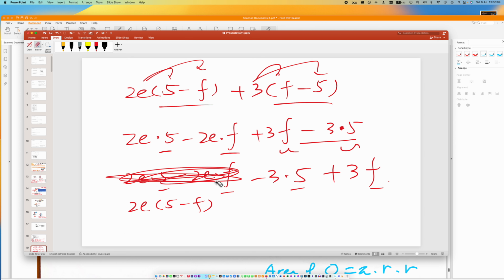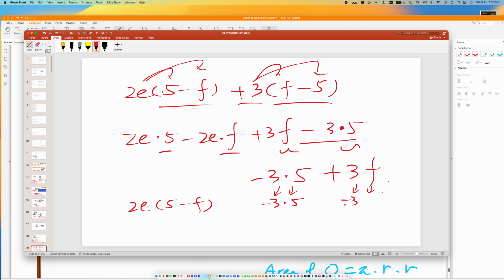Here comes the tricky part. What you're supposed to take out? 3 or minus 3? Just now you take out 3, you end up with F5. What you want? 5 minus F, right? So do you think you're supposed to take out plus 3? No. You should take out minus 3. So if you take out minus 3, you get minus F, then you have 5 minus F.